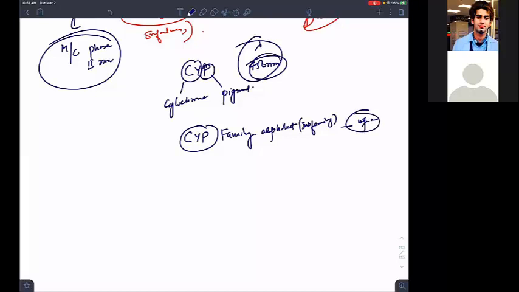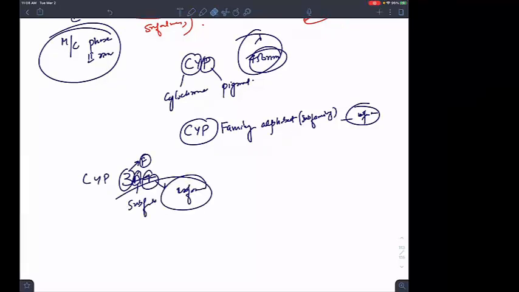Isoform you have read in biochemistry. For example, I am telling cytochrome 3A4, CYP3A4. So what is 3? 3 is a family. If you see, for example, CYP2C19, 2 is the first numeral and shows the family. C is a subfamily. 19 is an isoform of this. Okay, are we able to understand?